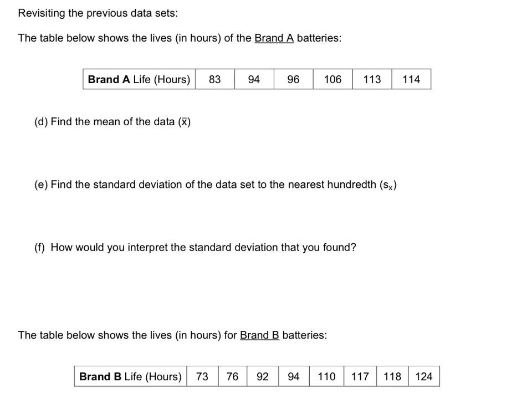Table below shows the lives of brand A. Nothing different. Fun fact, we already have these answers. We've already done it. It's exactly the same data. We need to find the mean and the standard deviation. Now, the mean is easy. 101.